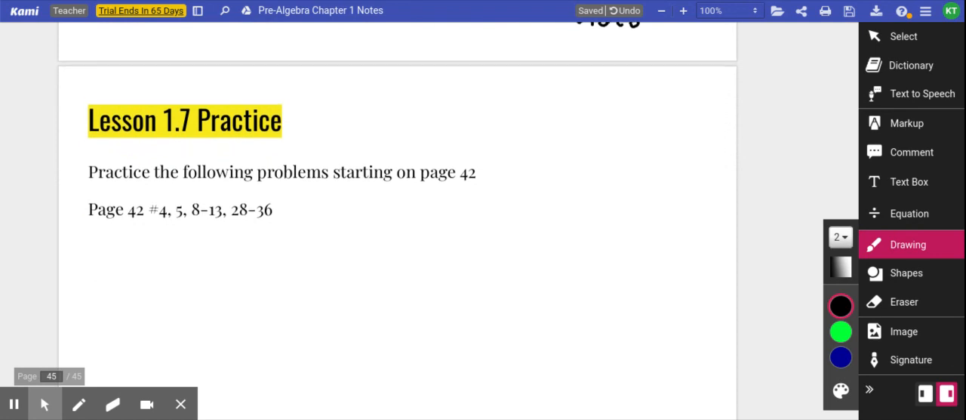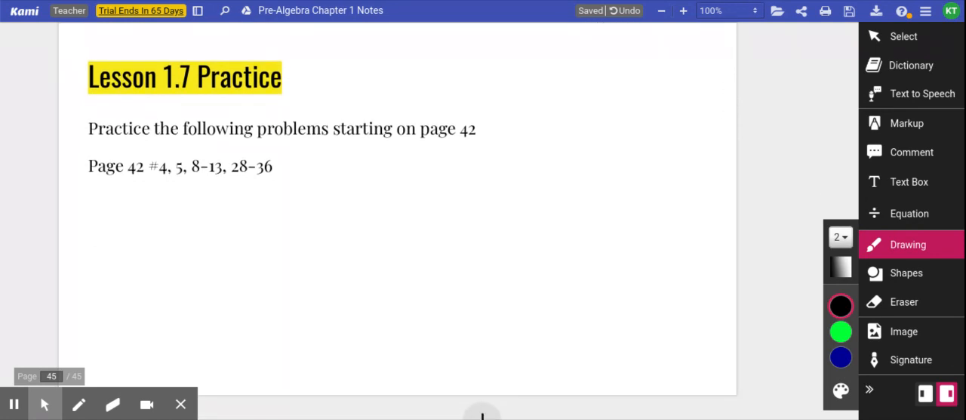All right, our practice for today is on page 42, numbers 4 and 5, 8 through 13, and 28 through 36.